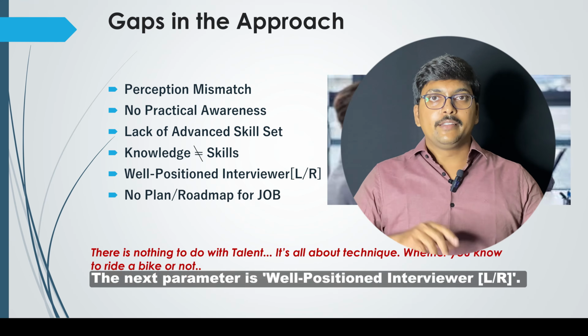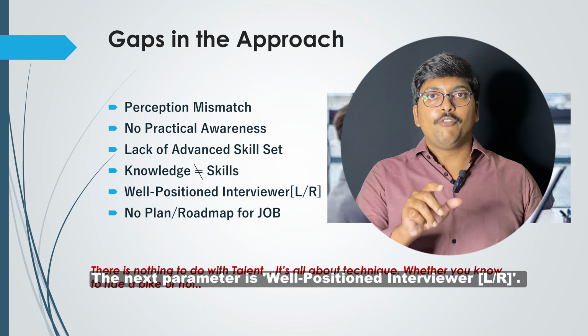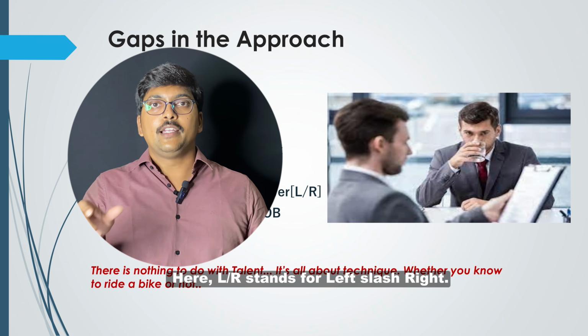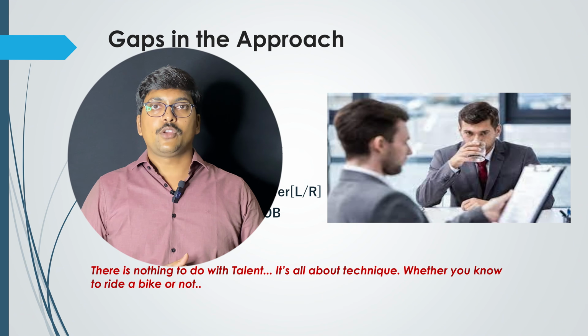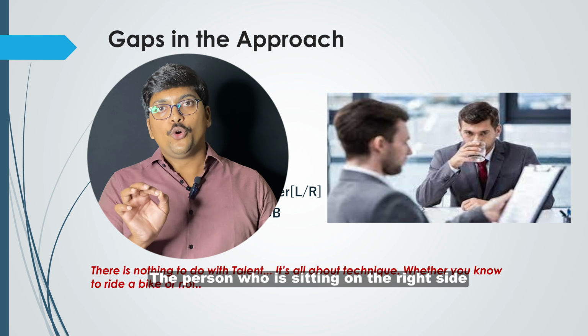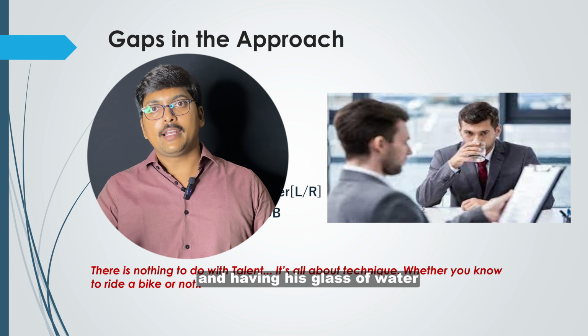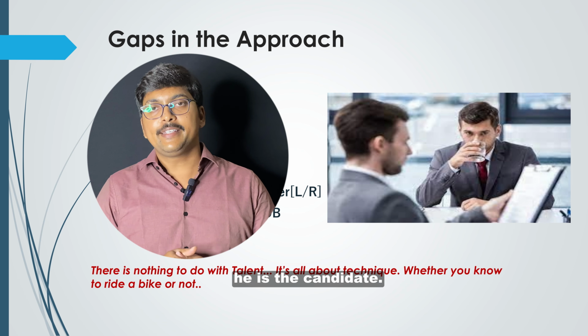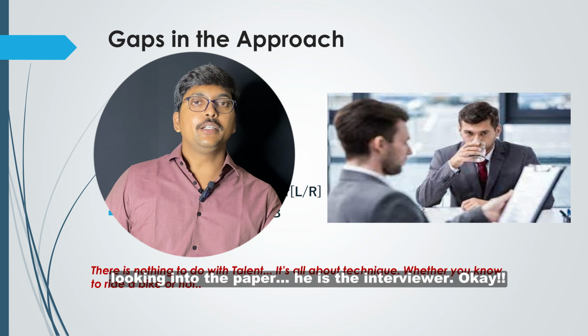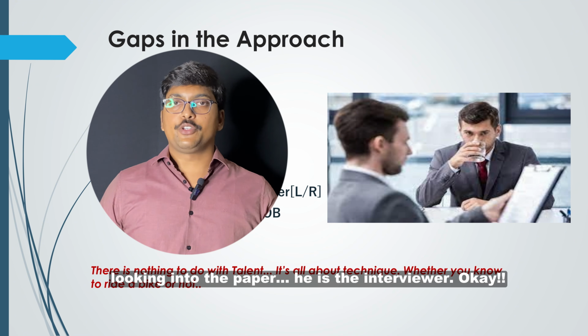Okay. The next parameter is well-positioned interviewer, L by R. Here L by R stands for left/right. Okay. In that image that is shown to you, take a guess who is the interviewer and who is the candidate. The person who is sitting on the right side and having his glass of water, he is the candidate. And the person who is sitting on the left side looking into the paper, he is the interviewer. Okay.